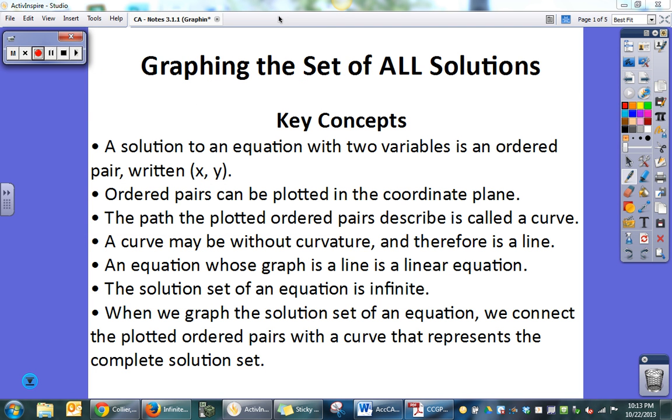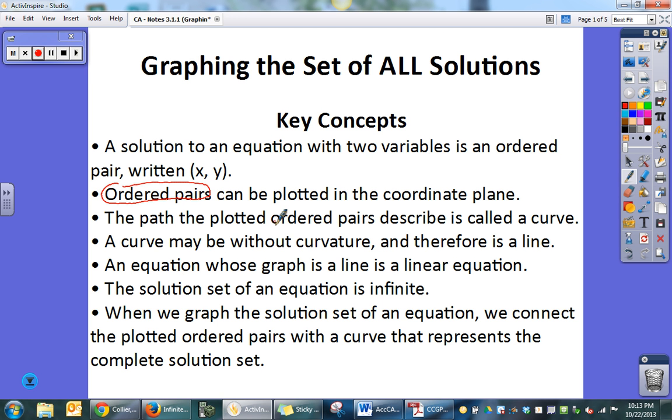In this lesson, we're going to talk about graphing the set of all possible solutions. And if you want to read through these, you can. We've talked a lot about systems of equations, so that's two equations and two unknowns, and therefore their answer or solution can be represented as ordered pairs because there is an x and a y.